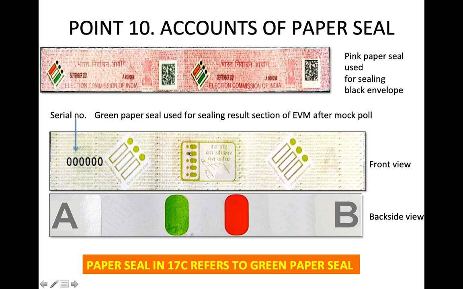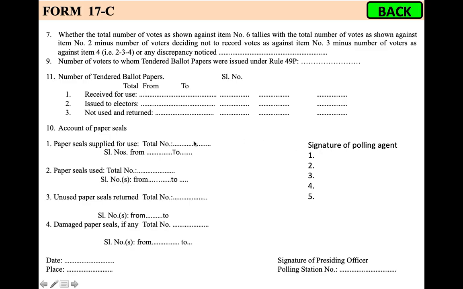And the green paper seal is used for sealing the result section of the EVM machine, the result section of the control unit, after the mock poll. So this was about point number 10.